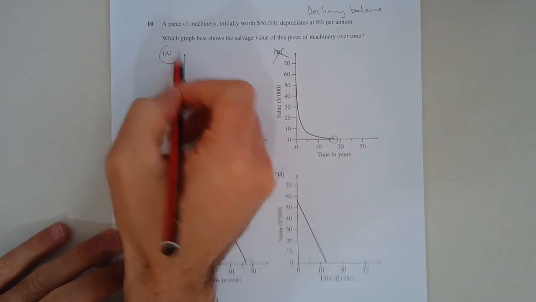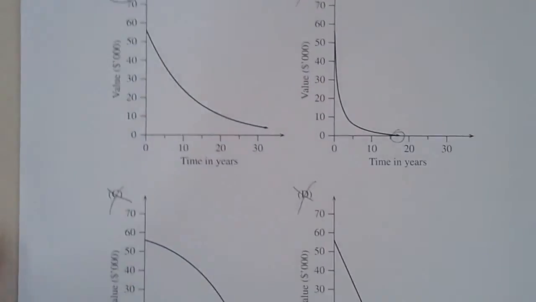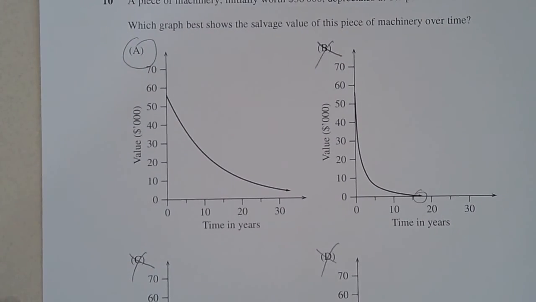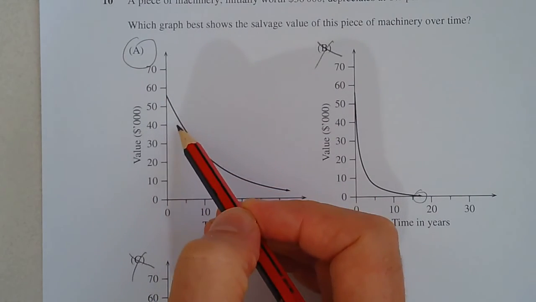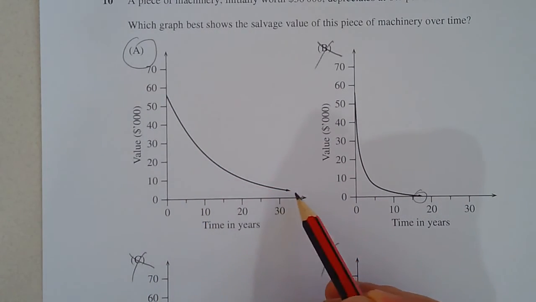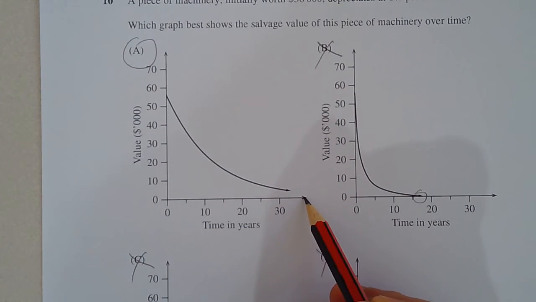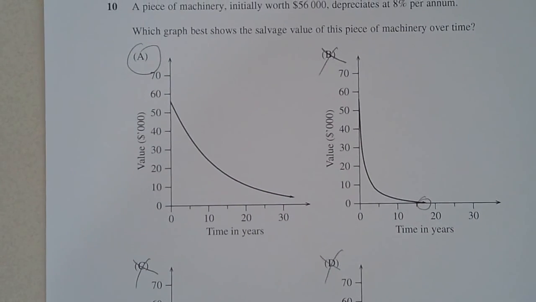It's option A. Just like a car, when you buy a brand new car, as soon as you drive it out, the depreciation's quite steep in the beginning, and then it starts to shallow out. And 30 years later, it gets closer and closer to the x-axis, sort of an asymptote of sorts, but never actually quite reaches it. So this is the graph that best describes that.